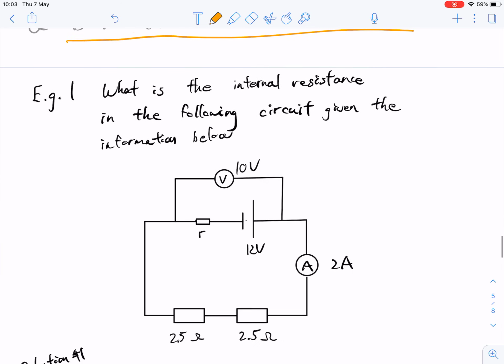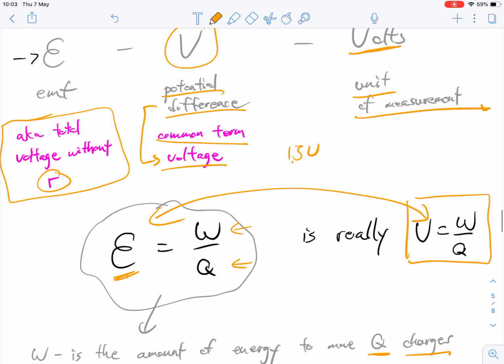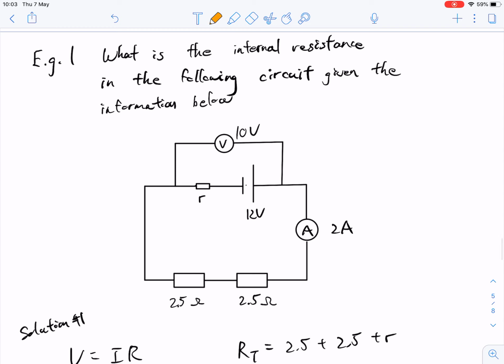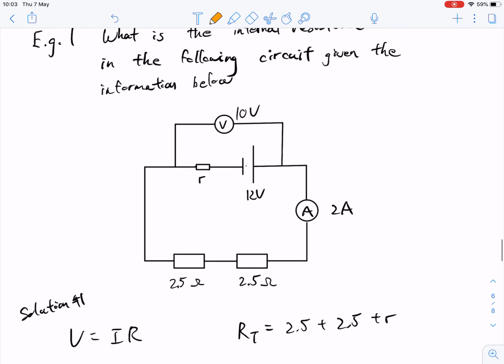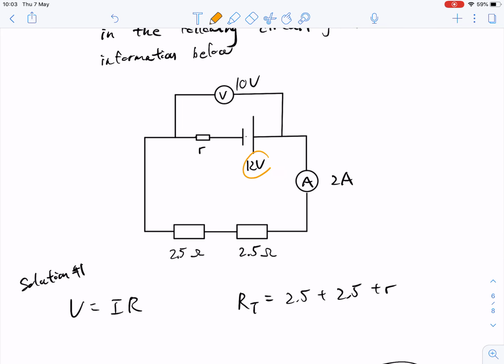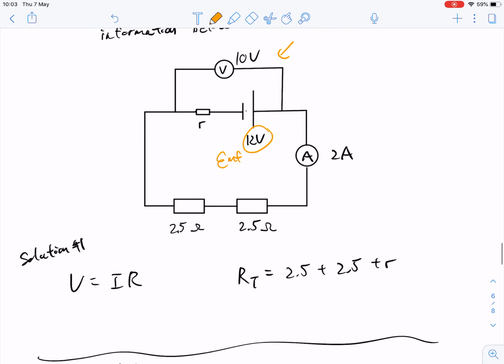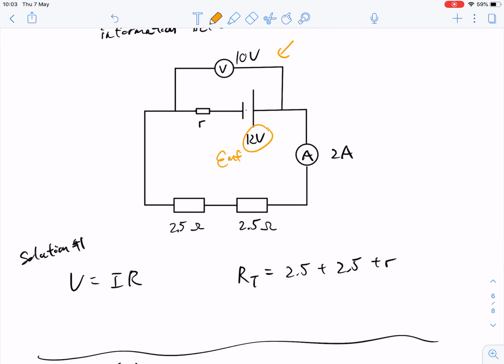And so let's maybe get into some calculations from a little bit earlier, because we didn't really get into any calculations. So this is more in line with our other learning objective, but it's sort of all combined together. So what is the internal resistance in the following circuit given the information below? So we have the EMF is 12 volts, and then the terminals of the battery is 10 volts. So there's a few different ways that we can solve this.